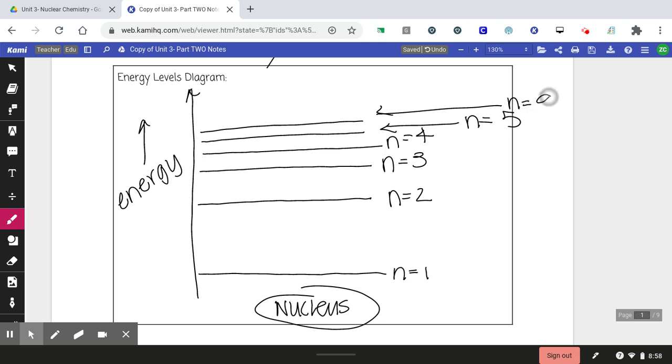And then we can have an infinite number, and they're just going to increasingly get closer and closer together. Okay, so energy level 2 and 1 are pretty far apart. And then as we go up, they get closer and closer together. Again, we have our nucleus down here. So energy level 1, you can clearly see, is a lot closer to the nucleus than an electron in energy level 5.